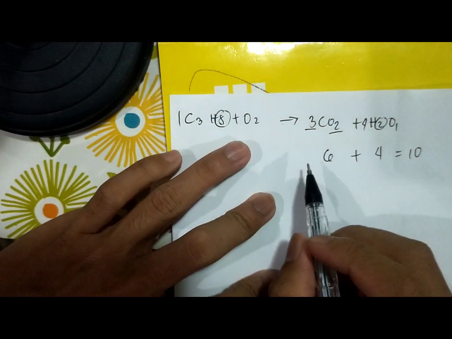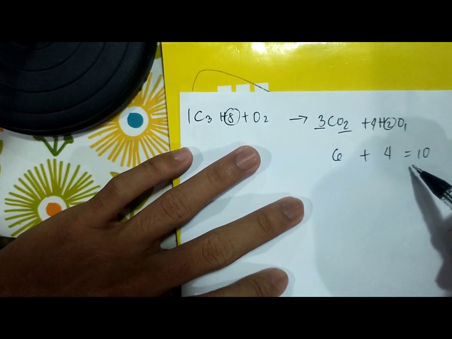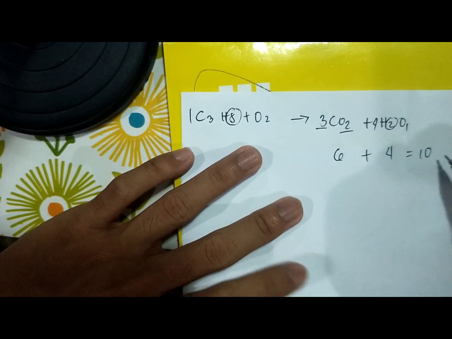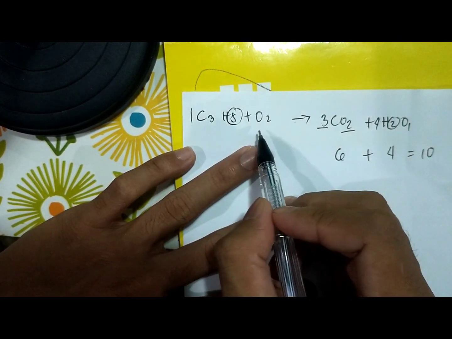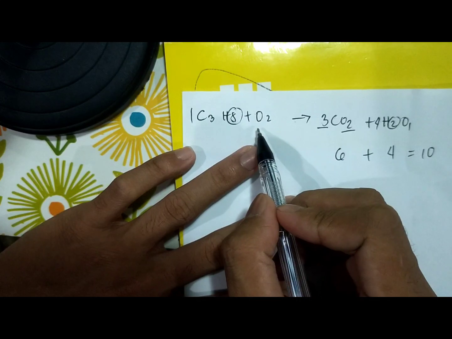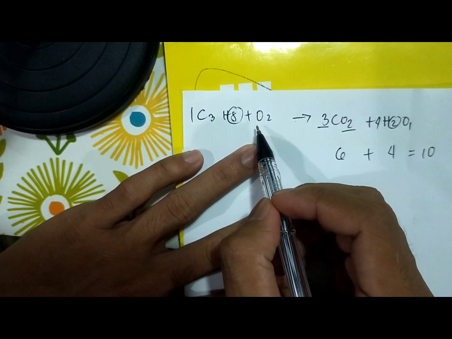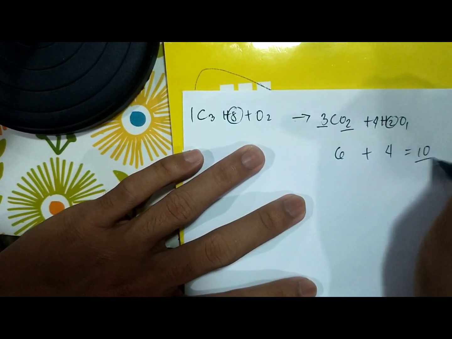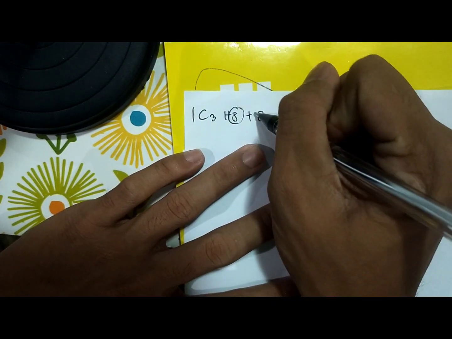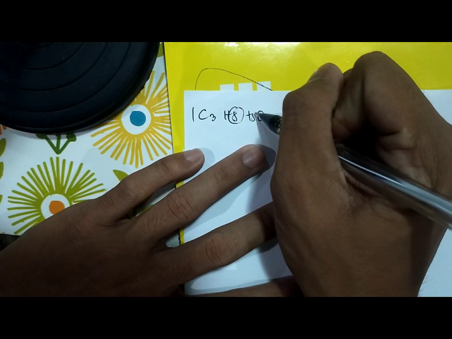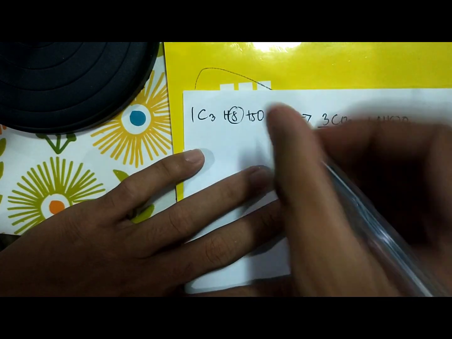So what number must we put? So the right side oxygen is 10, and the left side is 2. So what number must we put in the left side so we make it 10? So 10 divided by 2 is 5. So we must put the 5 here in front of the oxygen. So 5 times 2 is 10.